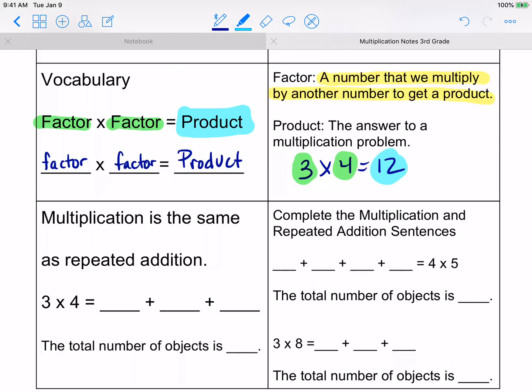The product is always the total number of objects we are counting in whatever scenario we're given, okay? The product is the answer to a multiplication problem. It's the total number of objects. We know that the sum is the answer to an addition problem. The difference is the answer to a subtraction problem. The product is the answer to a multiplication problem.